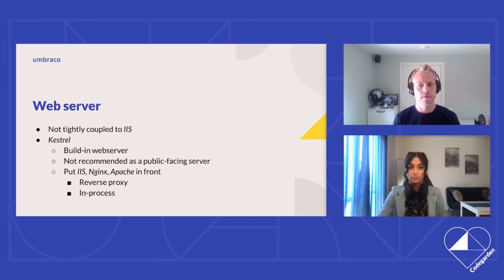Let's talk about the web server. As part of the journey towards cross-platform support, the new web framework is no longer tightly coupled to IIS. Instead, it ships with a built-in lightweight web server called Kestrel. It's not recommended to use it directly on public-facing websites though, just like most Umbraco solutions. The recommendation is to have a reverse proxy in front like IIS, Nginx, or Apache. But on Windows, Microsoft has made it possible to run Kestrel in process of IIS to speed things up a little.